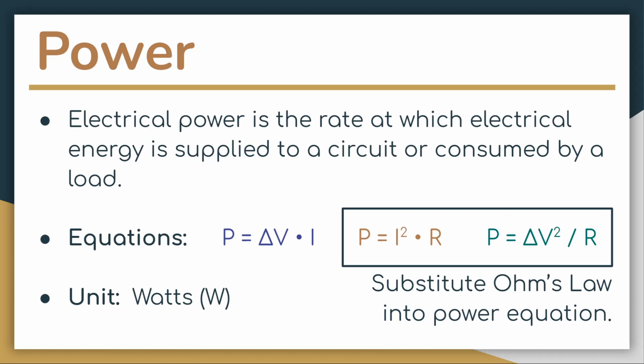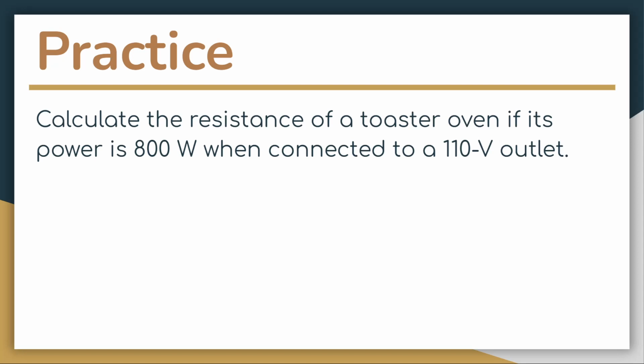So let's look at an example problem. It says, calculate the resistance of a toaster oven if its power is 800 watts when connected to a 110 volt outlet. Okay, so looking at this question, I know that I have power and voltage, and I can use power and voltage to find current. However, the question's not asking me for current. So I can do this in 2 steps, or you could use one of those little shortcut equations we just saw if you can memorize them. Because like I said, you're not going to get those.